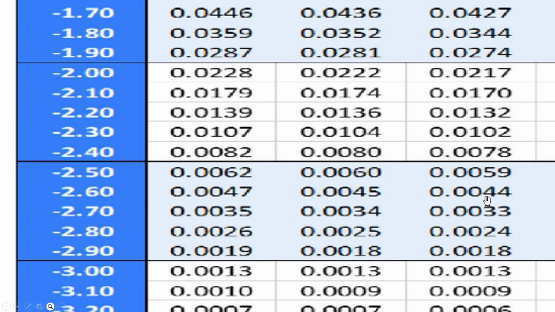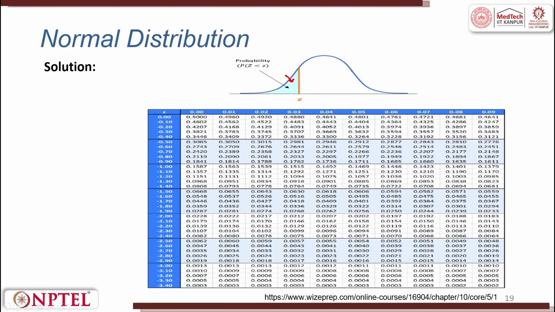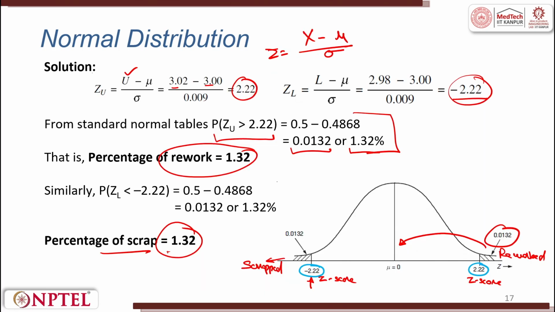So, to put it in the slide mode, this is at minus 2.22 to this level, at 0.22 this level, this is the value, directly 0.0132. This gives me the percentage of scrap as 1.32%, and the percentage of rework, which is on the right hand side, is also 1.32%.